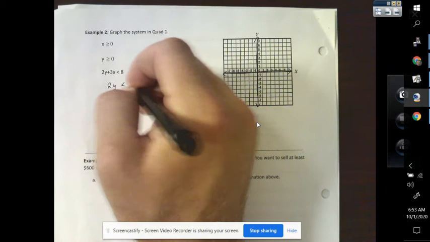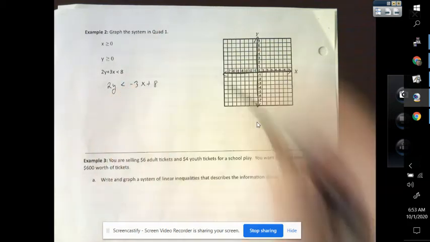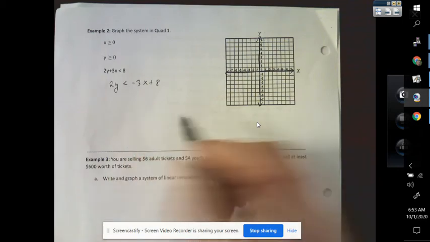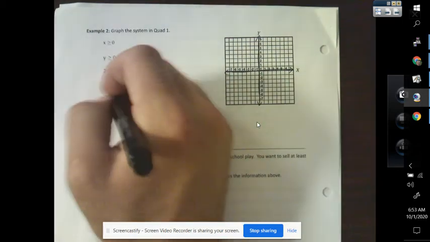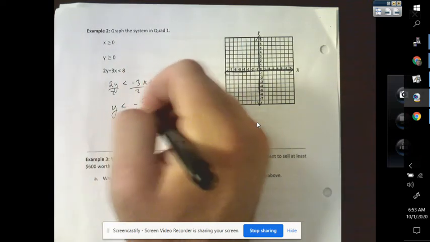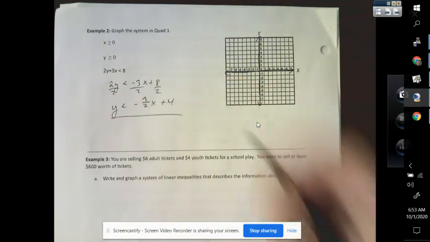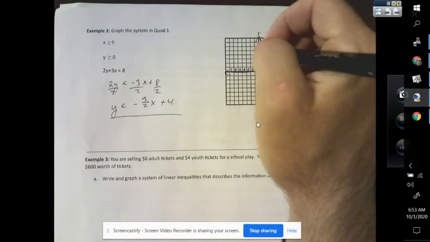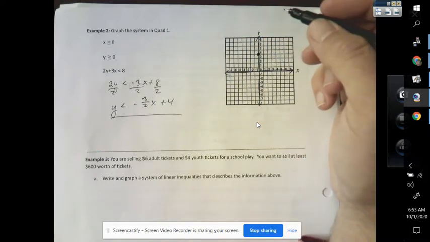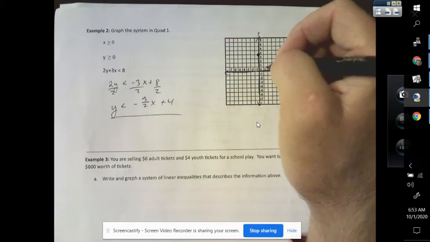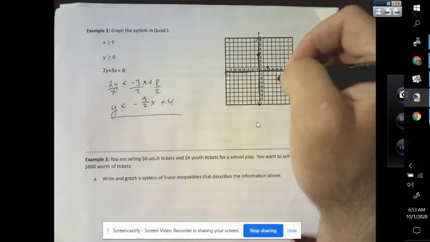As far as this goes, let's get y by itself. Okay, I know you guys can use Desmos, but you do need to know this. You need to get y by itself. So practice makes perfect. Subtract 3x over, divide everything through by 2. Y is less than negative 3/2 x plus 4. Okay, 4 is my y-intercept. All right, down 3 over 2, 1, 2, 3 over 2. Down 3 over 2, 1, 2, 3.